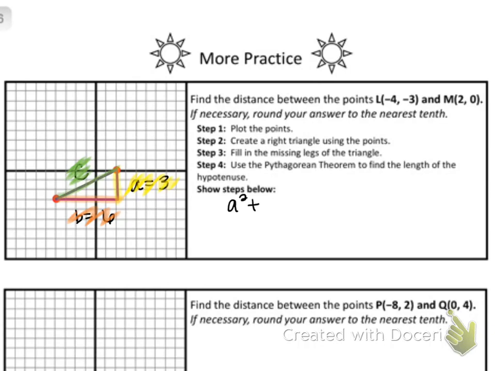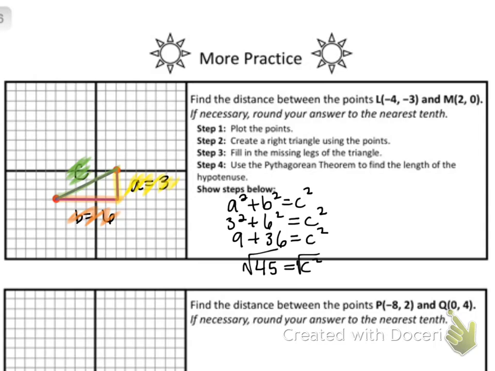A squared plus B squared equals C squared. 3 squared plus 6 squared equals C squared. 9 plus 36 equals C squared. 45 equals C squared. Taking the square root of 45, it's going to be an approximation. So C is approximately 6.7. Remember to round to the nearest tenth. All right, 6.7, so I'm going to highlight that green because it is C. Questions on that? If you have any, please come see me.